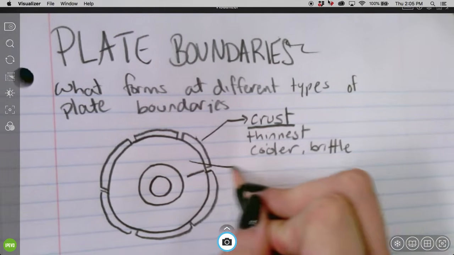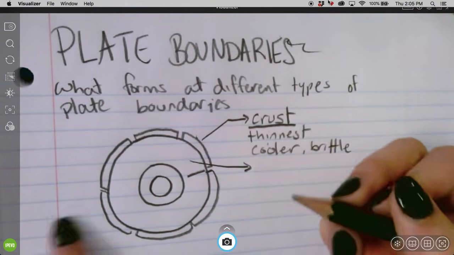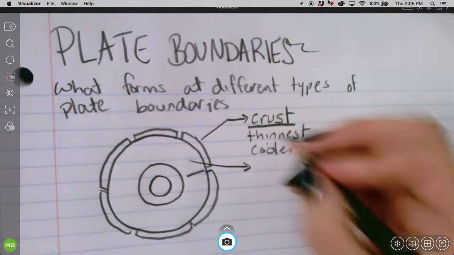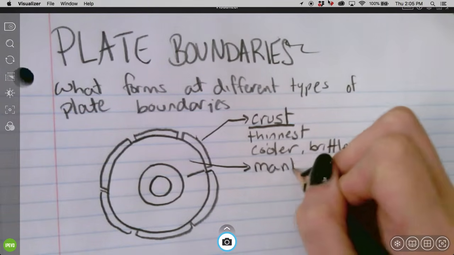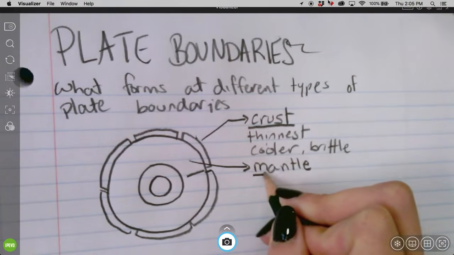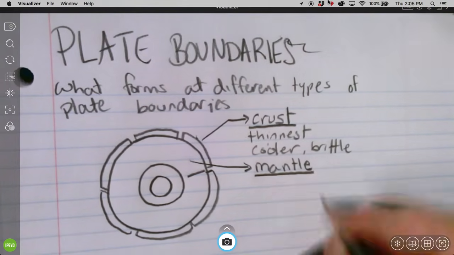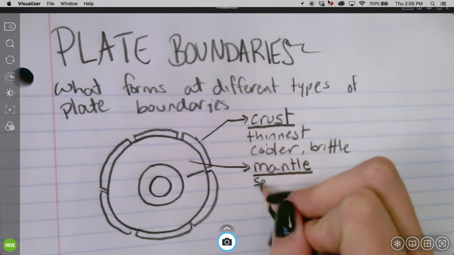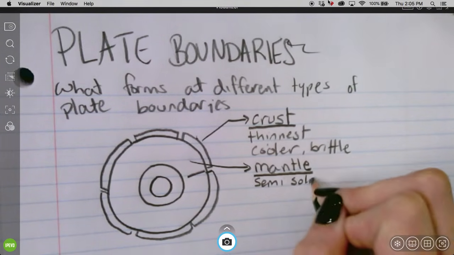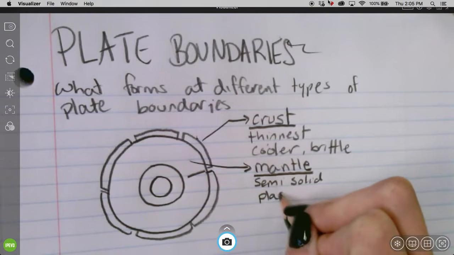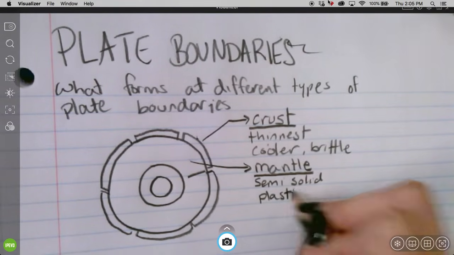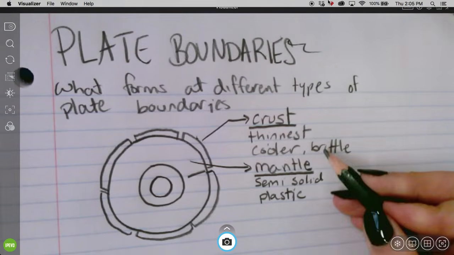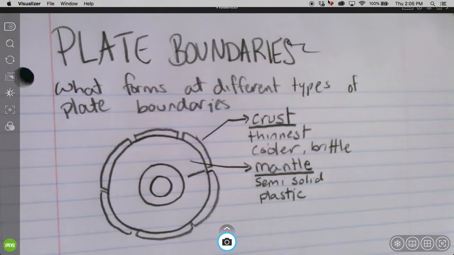This next layer, this very large layer here, is the mantle. The mantle lies underneath the crust. It is the biggest of all the layers. It is a semi-solid layer. So it's plasticky. And what we mean by plastic is that it doesn't break the way crust does. So when it moves around, it has the ability to sort of mold and bend, whereas the crust doesn't.